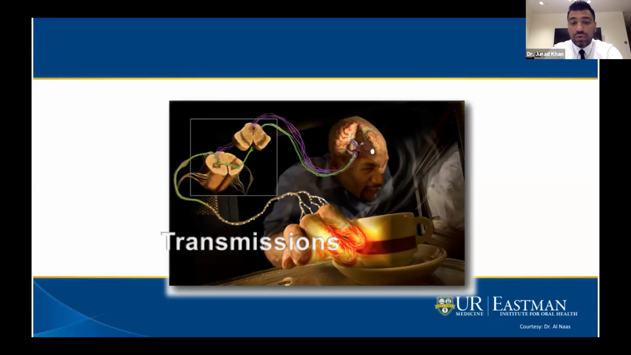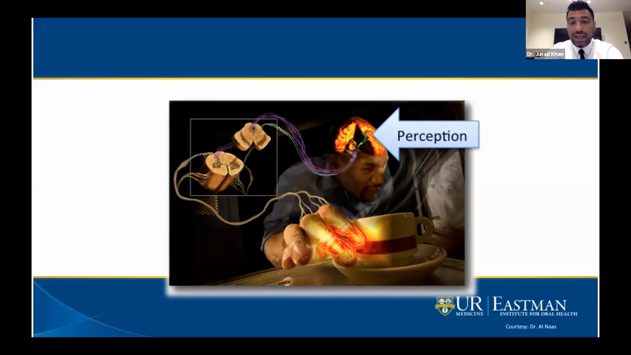This information will go from the periphery to the spinal cord, usually the dorsal horn, cross over to the ventral horn, and then goes all the way up to the brain, to the somatosensory cortex. The important thing over here is that this information needs to go all the way up to the somatosensory cortex in order to be perceived as pain. If it does not go here, it's usually not perceived as pain.